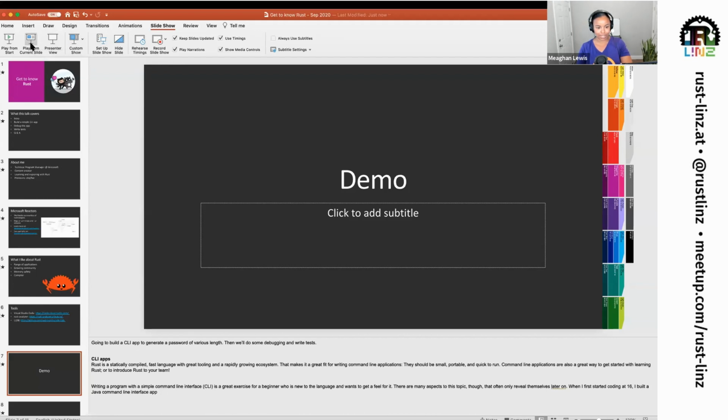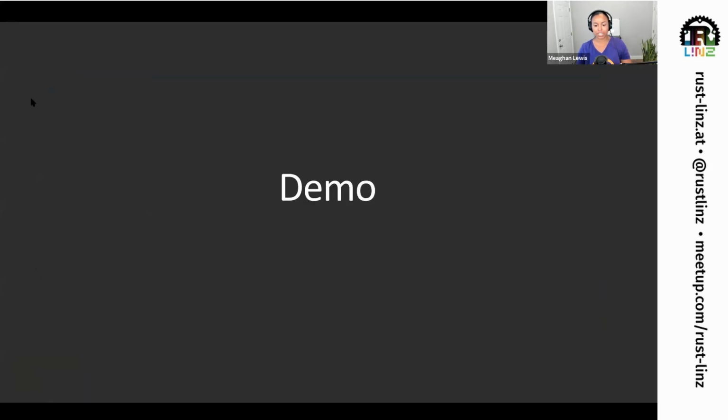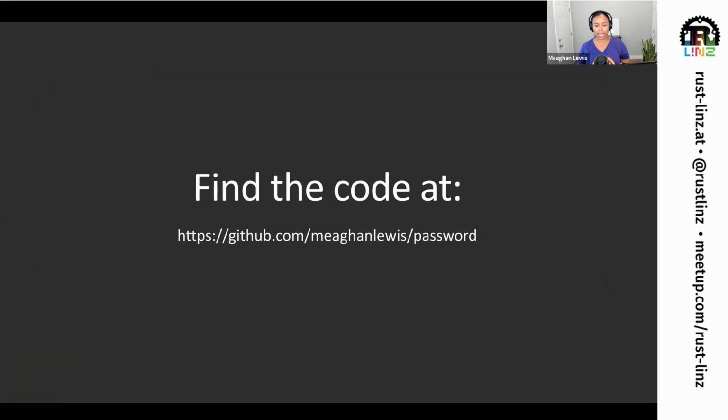Playing from the current slide. So I do have this code up at github.com/Meaghan Lewis/password. This code is more complete. It has a little bit more examples, including a more defined function for the generate password, as well as other tests where I am doing both more happy path and sad path. There's also an example of a documentation test. So I do recommend checking that out, as well as, as I just mentioned, crates.io.